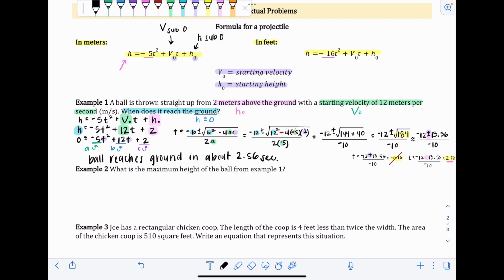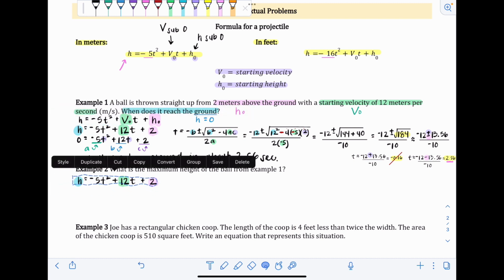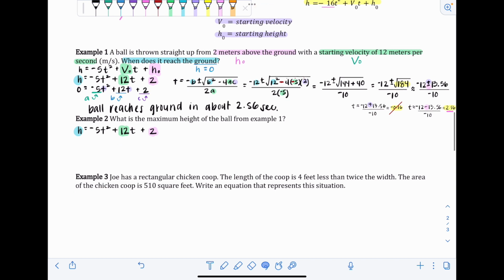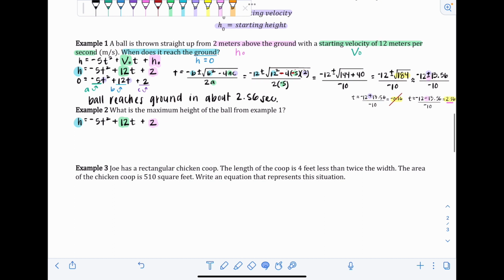Okay, so example 2: what is the maximum height of the ball from example 1? Since it's asking about the same exact situation, we're going to use the same exact equation. So I'm going to copy down the equation that we set up for example 1 because it represents the same situation. For this one, it says what is the maximum height. Up until this point we have found the maximum height of vertex form equations by finding the vertex and the y-coordinate. We're going to find the vertex here as well, but we have to approach it a little bit differently because this equation is in standard form.